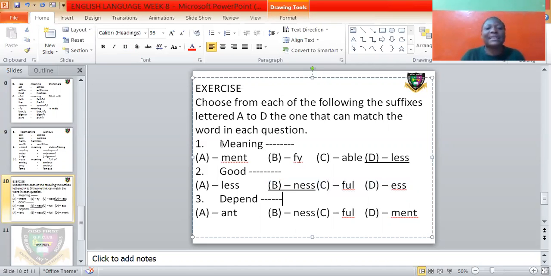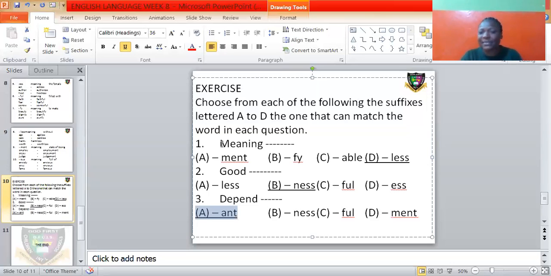Depend. Dependence. Have you heard of something like dependful? No. So it's dependence. So simple.